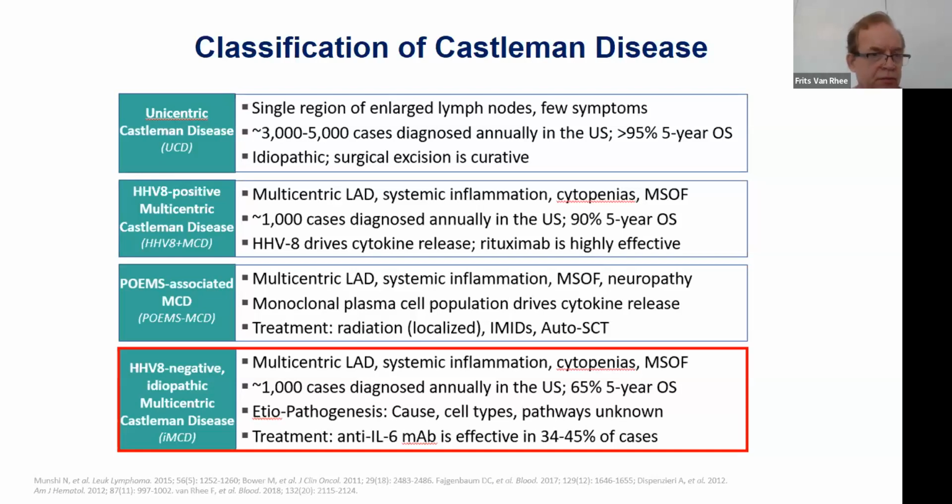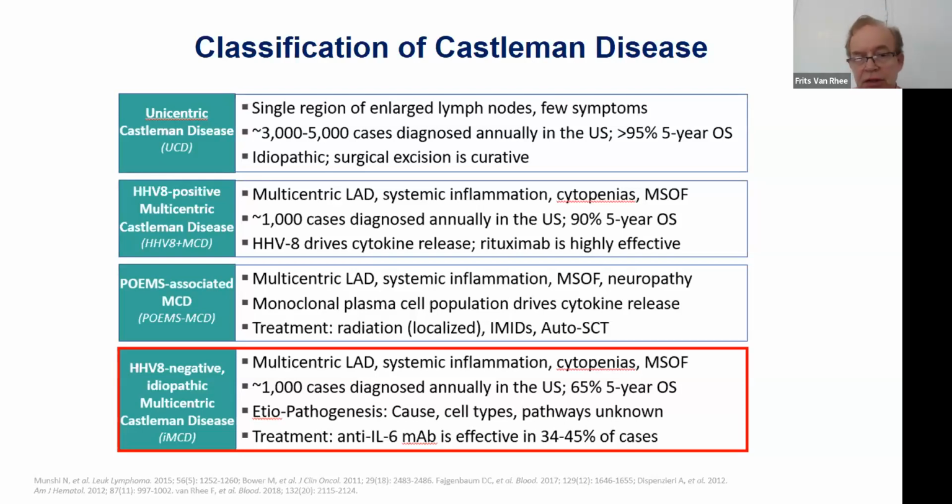Then there is another variant of Castleman's disease, the multicentric variant, associated with POEMS syndrome. So these patients have either POEMS symptoms or a number of features of POEMS syndrome. And in any case, they have a monoclonal plasma cell population, which somehow seems to drive this disease. Most of these patients are treated with autologous stem cell transplants.